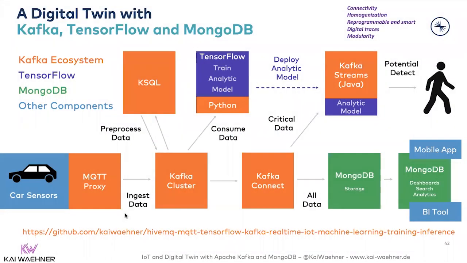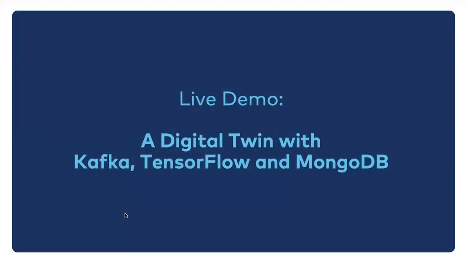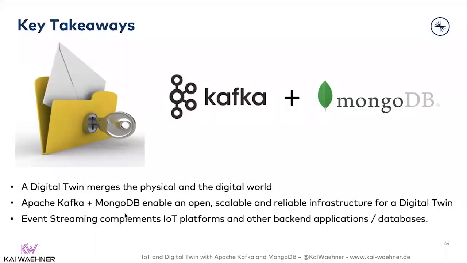So, and let's recap here. So we have really built a highly available and highly scalable digital twin for real-time processing of millions of events with Kafka native technologies and with long-term storage and analytics capabilities with MongoDB. And I think this is really a great example. And you can also check this out on my GitHub page.